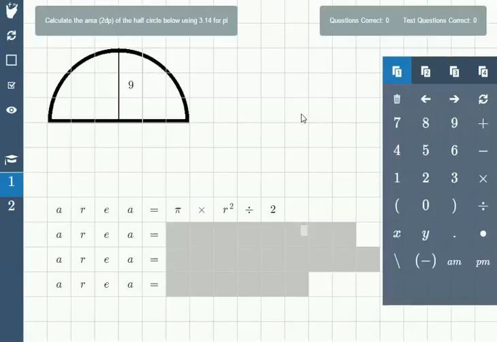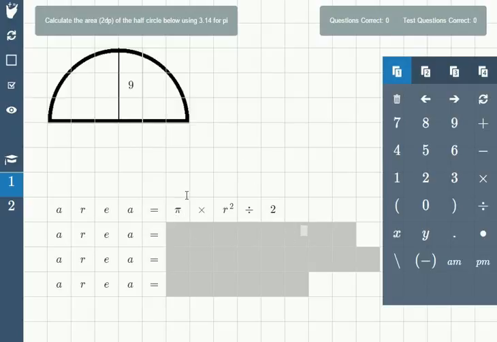To answer this question, we need to calculate the area of this half circle. To do that, we've been given the formula for a circle, pi times radius squared, with a little addition on the end, divide by 2. And that makes sense because we're working out the area of half a circle rather than the area of a whole circle, which is what pi times radius squared calculates. So let's start filling in our answer boxes and see how we go.